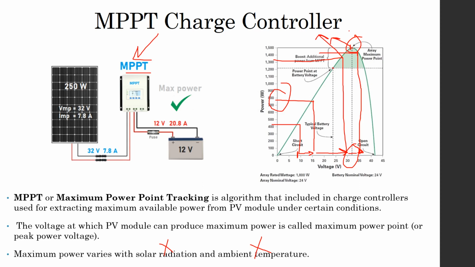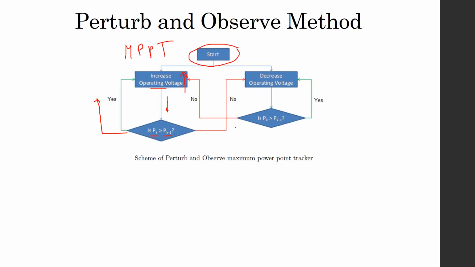Now again we increase the voltage, after the maximum power point. Now the new power here is lower than this power. Is the new power higher than the older power? No. So it will decrease the operating voltage and observe. Is the new power higher? Yes, then decrease again. Is the new power higher? If no, then increase the voltage, and so on.